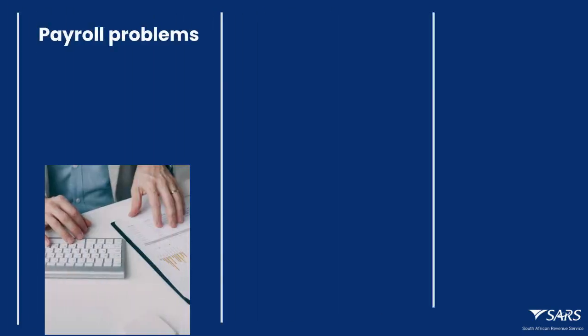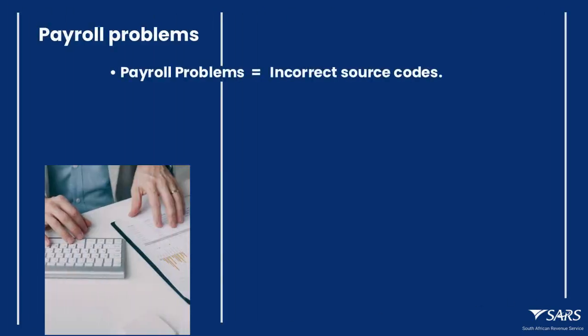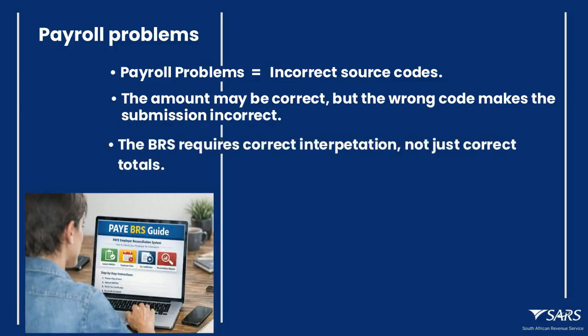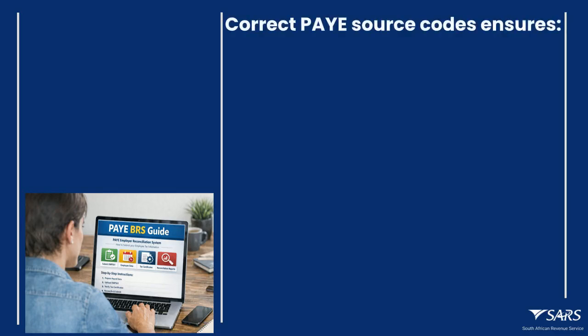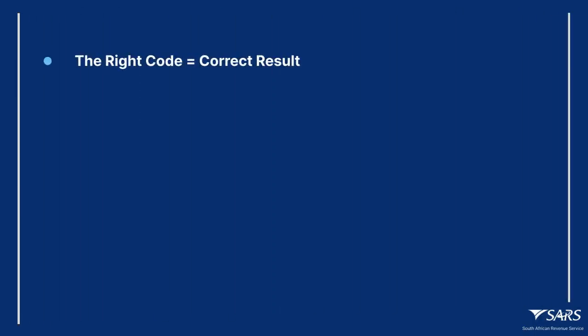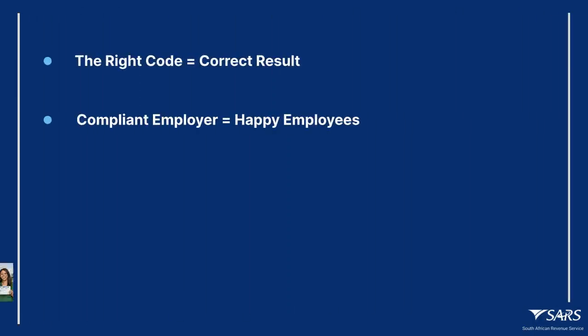Most payroll problems are not about the amount. They are about using the incorrect source codes. The amount may be correct, but the wrong code makes the submission incorrect. The business requirements schedule requires correct interpretation, not just correct totals. The use of correct pay as you earn source codes ensures smooth submissions, accurate IRP-5s, and faster processing. The right code equals the correct result, a compliant employer, and happy employees.